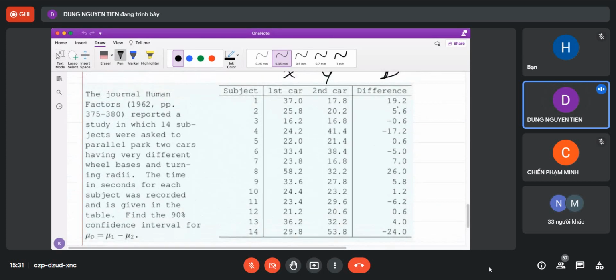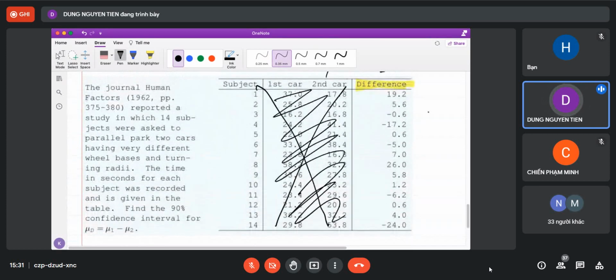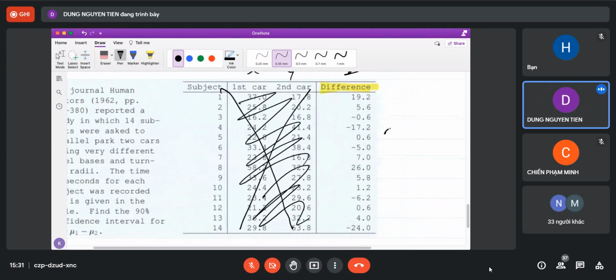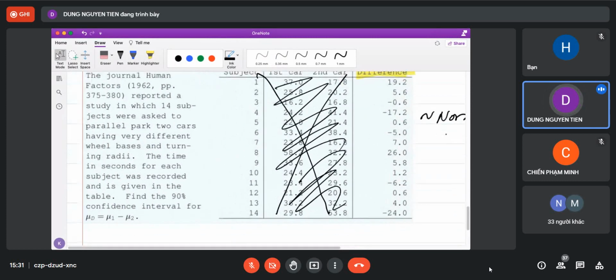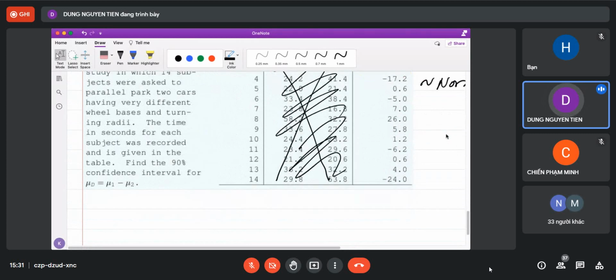All you have to do is to look at the last column. That's everything you have to do. You only need to look at this column, and then you can ignore the other columns. You don't need them anymore, right? And then you have only one sample with 14 observations, and we assume that the observations follow a normal distribution. Then we can use the t distribution to get a confidence interval. That's correct.